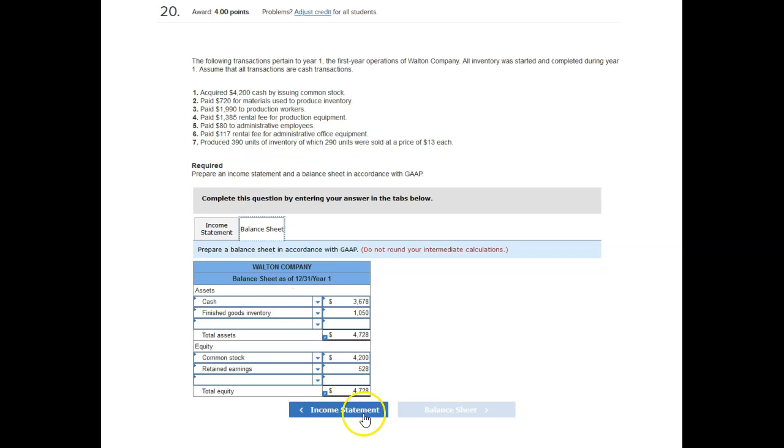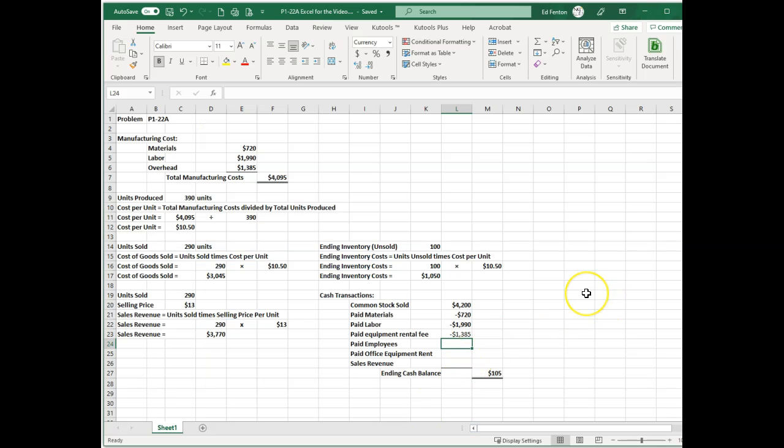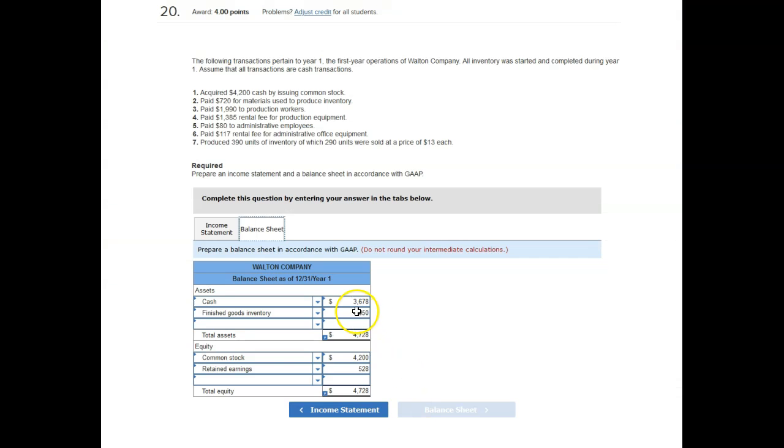So 80 and 117 come back out, minus 80, minus 117. And sales revenue, we can see, was $37.70. It was all in cash, so that's a plus $37.70. So that's how we get the $36.78. The cash came in, sold common stock, had revenue. All the other items were cash going out the door, cash payments. That's how we get the cash balance.